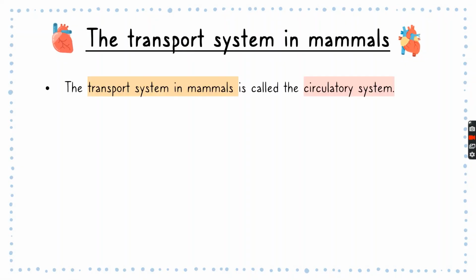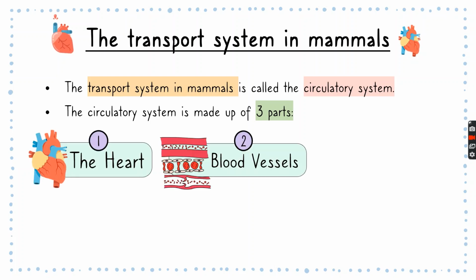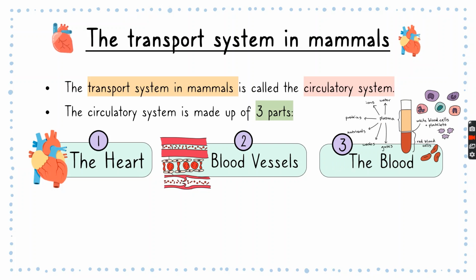The transport system in mammals is specifically called the circulatory system. The circulatory system is made up of three parts. Number 1, the heart. Number 2, the blood vessels. And number 3, the blood.